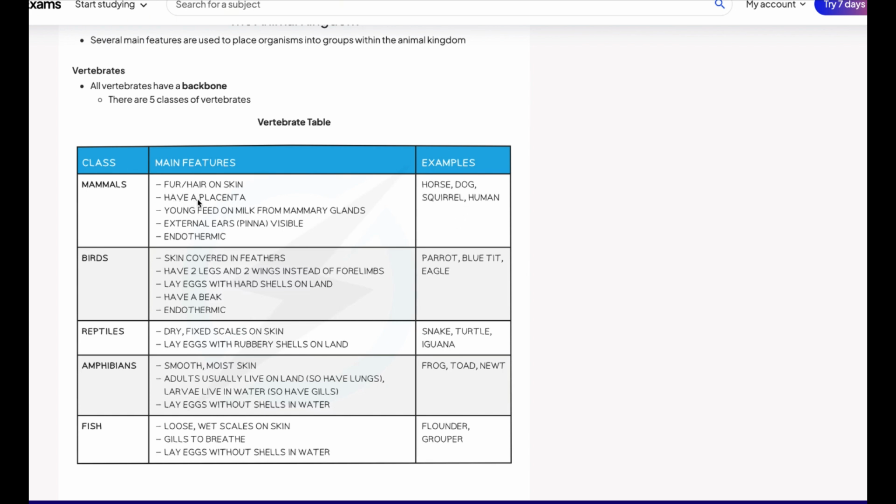What are the features? They have hair, or fur, on their body. Mammals have fur, like goat, sheep, cow, cattle, human beings. We are in the mammal group. They have fur or hair on their body, which may enable them to withstand cold regions, and they have a placenta.